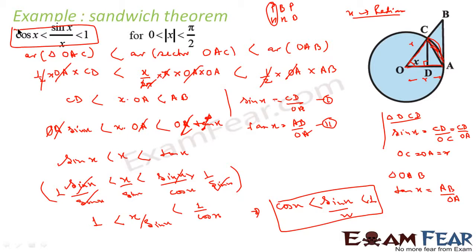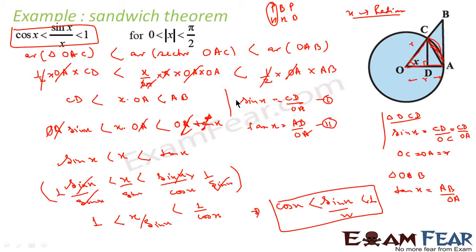What we have done, we have used the sandwich theorem here. We have seen that in this case, the area of triangle OAC was less than the area of sector OAC, and that was again lesser than the area of triangle OAB. We have found the formula of the area. We have found OA and 1 by 2 was common. We cancelled that. We have got this equation in CD, OA, OB terms, but we wanted to find this equation in sin x and cos x form.